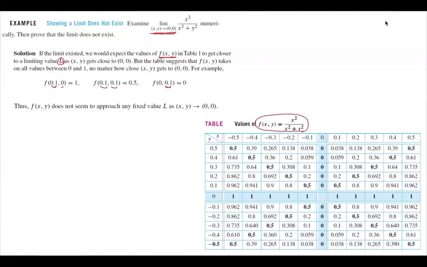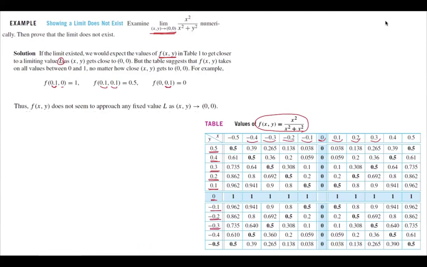Well, take a look. My x is negative 0.5, then negative 0.4, negative 0.3, negative 0.2, negative 0.1. My x can be 0 itself, 0.1, 0.2, 0.3, and so on. And on the vertical column here, I have values for y: 0.5, 0.4, 0.3, 0.2, 0.1, 0 itself, and so on. Negative 0.1, negative 0.2, negative 0.3, and so on.